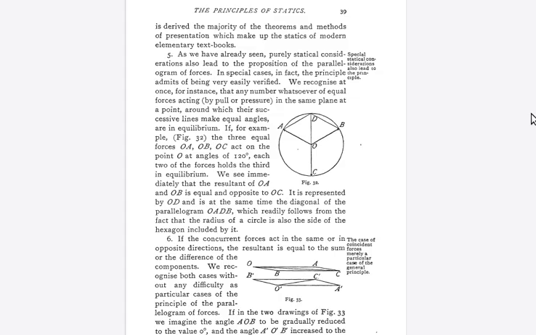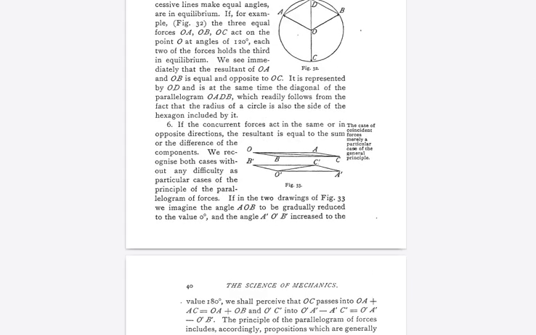If, for example, as shown in figure 32, the three equal forces OA, OB, OC act on the point O at angles of 120 degrees, each two of the forces holds the third in equilibrium. We see immediately that the resultant of OA and OB is equal and opposite to OC. It is represented by OD and is at the same time the diagonal of the parallelogram OADB, which readily follows from the fact that the radius of a circle is also the side of the hexagon included by it.